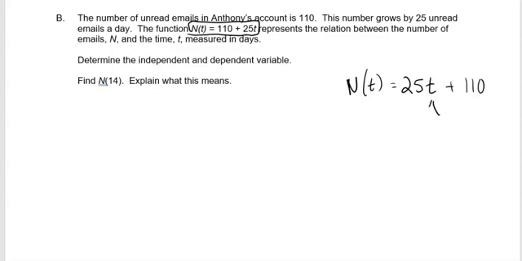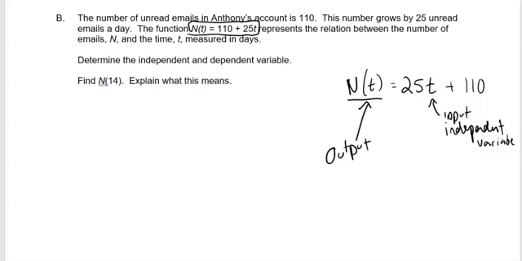So again, this is your input, or independent variable. And this whole thing here, using the notation t, it's really the function n, or n of t. This is your output, or your dependent variable. Right? That is, these values depend on these values. So you input t and you output n, right? If 3 days have passed, it's 75 plus 110. If 4 days have passed, 25 times 4 is 100 plus 110.